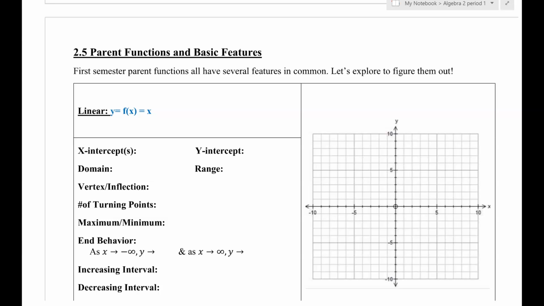So the first parent function that we are studying is the linear function. So it is y equals x, and sometimes we write f of x. So f of x is the same thing as y, okay? And normally we use f of x to denote that it is a function. Well, let's fill out some of the key information in the box.